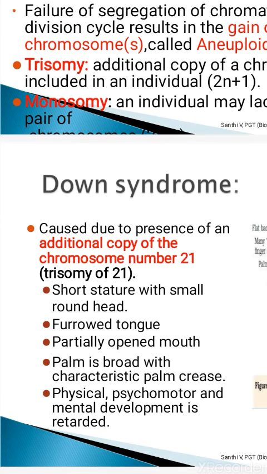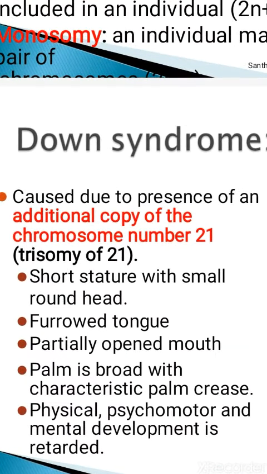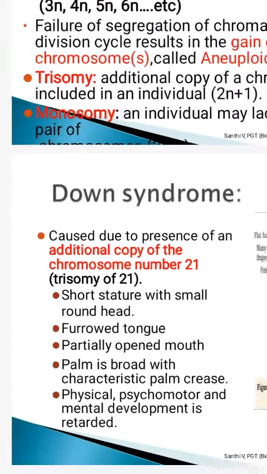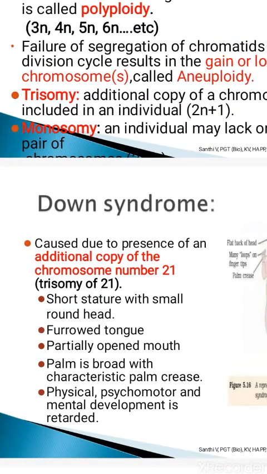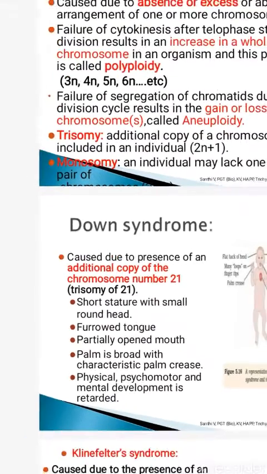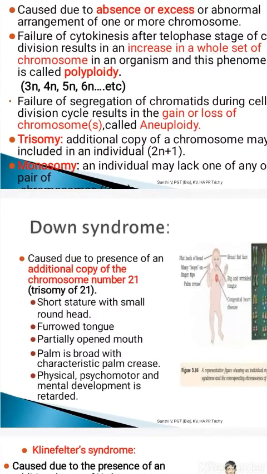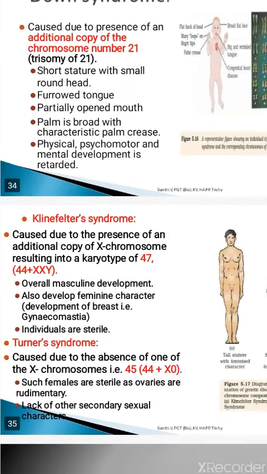So how will these people be abnormal? The children will be short in stature, the tongue will be furrowed with a partially opened mouth, the palm is broad, and physical and mental development will not be proper. These people show various types of disorders. Here it is due to the additional copy of chromosome number 21. This type of syndrome you call Down syndrome. The other one is Klinefelter syndrome.